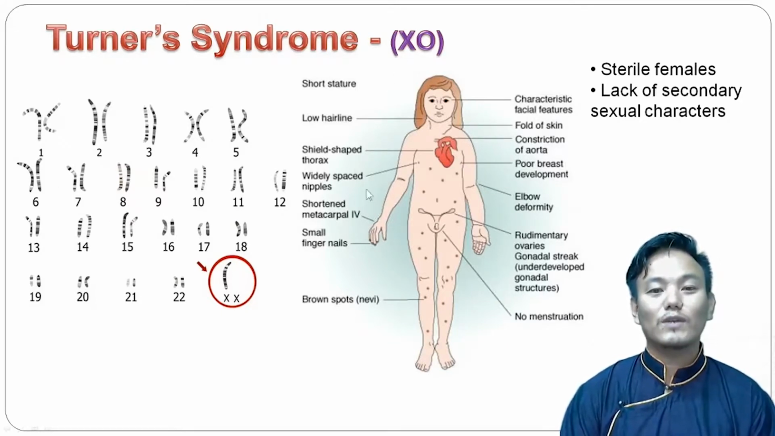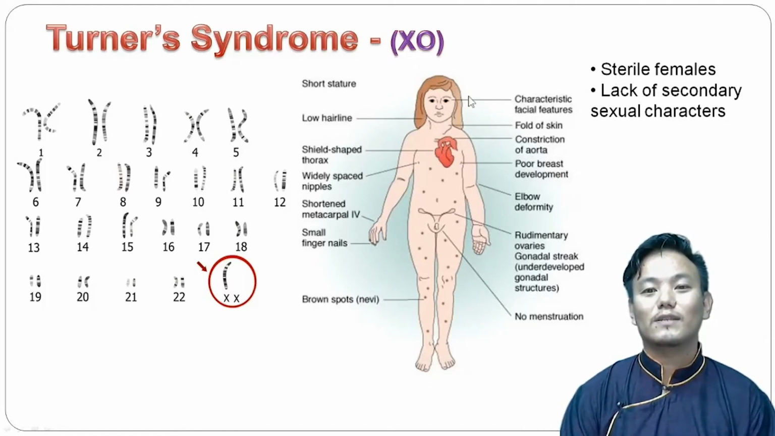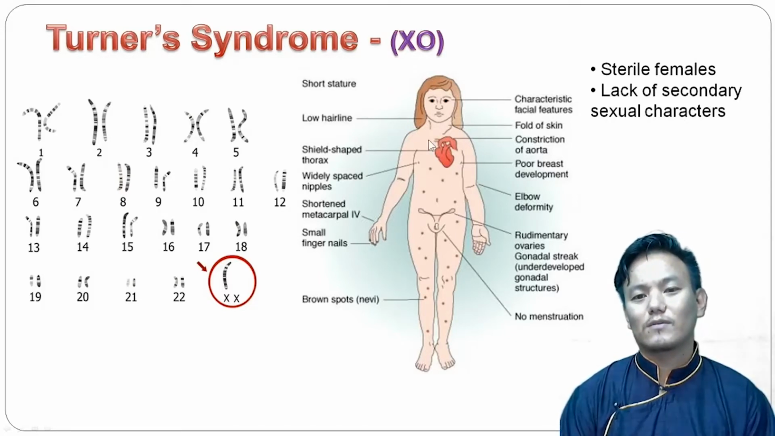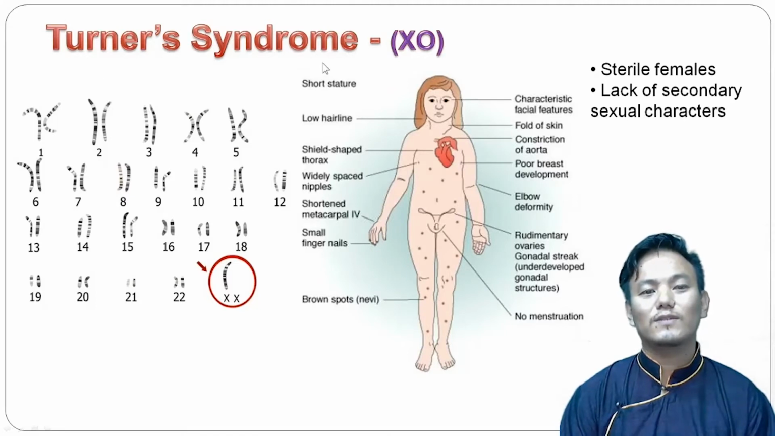A person who has Turner syndrome is said to have all these characteristics. In our textbook, it is said that they are born as females. These individuals are born females, but they are sterile females. Their ovaries won't be functioning. They are sterile females, and they lack secondary sexual characters. And then you can also look at other symptoms as well. So that is Turner syndrome.